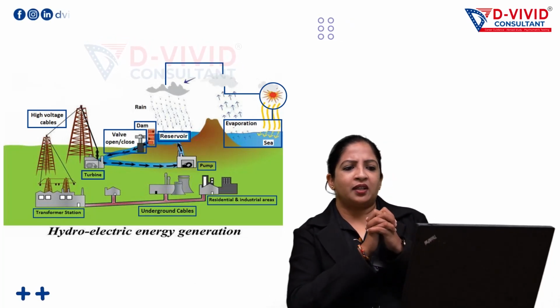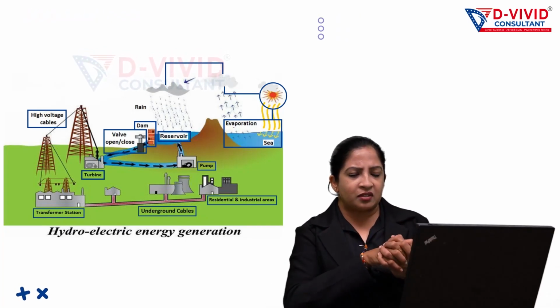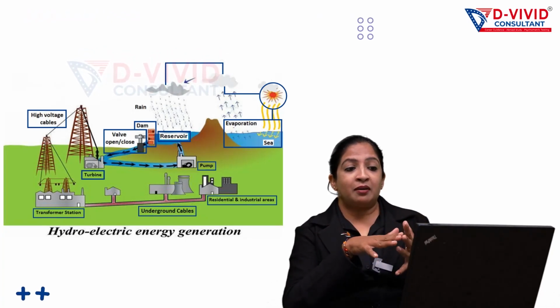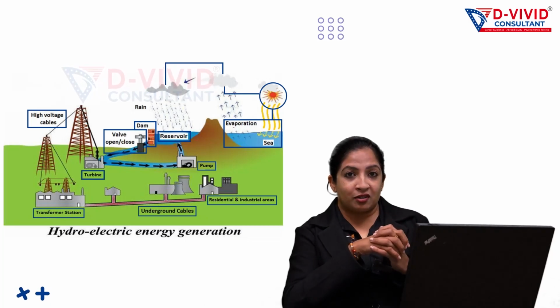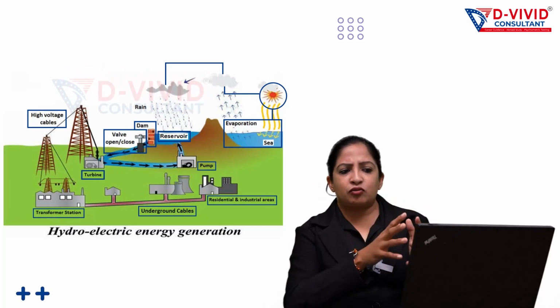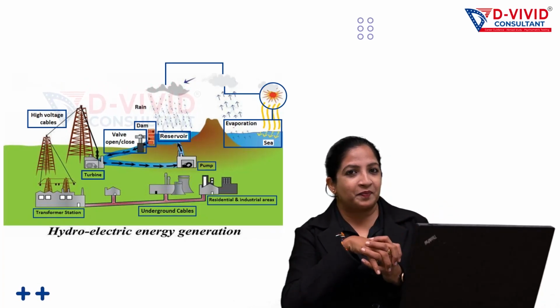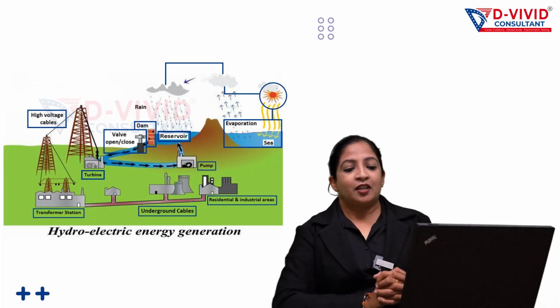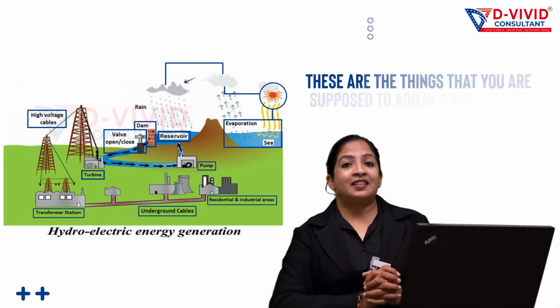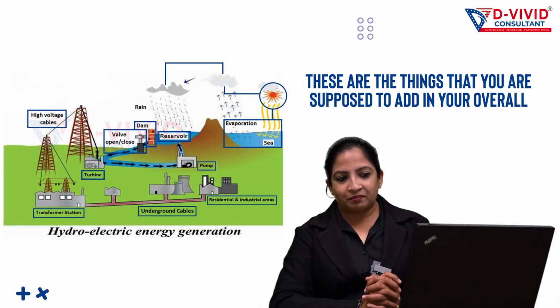Can you tell me one thing, is the process cyclical or is it a linear process? Can you tell me, is it man-made or natural? Or can you also tell me, is it a straightforward process or is it a complicated one? Okay guys, so these are the things that you are supposed to add in your overall.